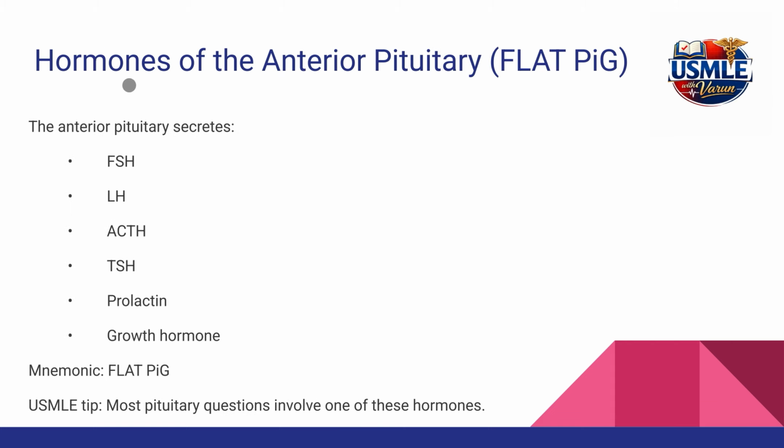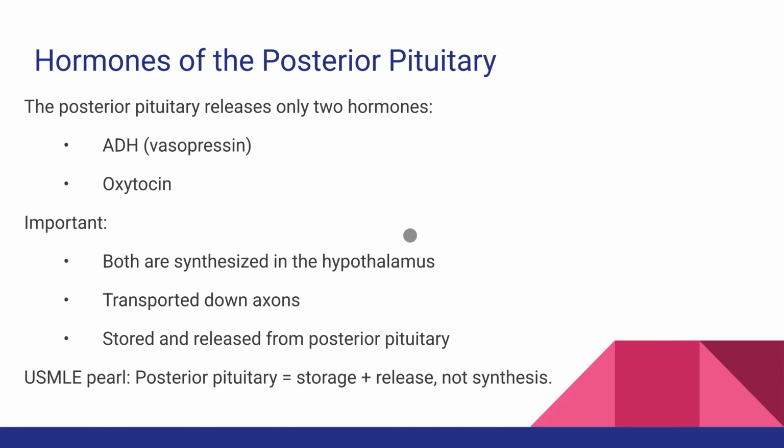Coming to the hormones of the anterior pituitary, we can memorize those hormones using the mnemonic FLAT PIG. The anterior pituitary secretes six major hormones. They include FSH, LH, ACTH, TSH, prolactin, and growth hormone. FLAT PIG: FSH, LH, ACTH, TSH, prolactin, and growth hormone. Most pituitary questions on the USMLE involve one of these hormones, so we should memorize this list: FSH, LH, ACTH, TSH, prolactin, and growth hormone.